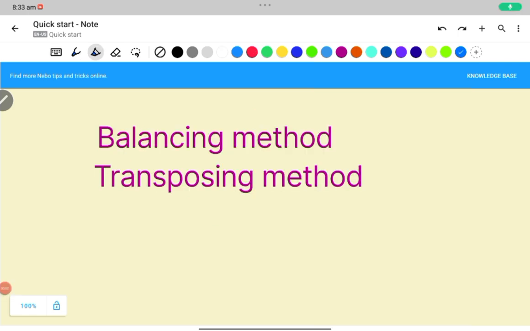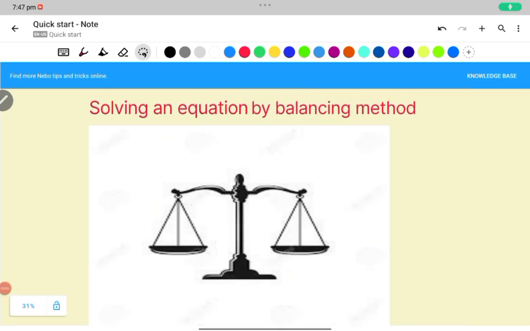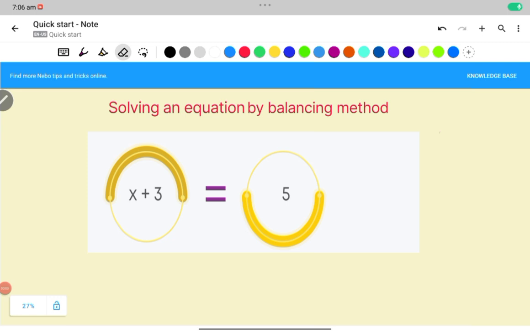There are two methods for finding the solution or root of a linear equation in one variable. First method, balancing method. Second method, transposing method. Balancing an equation is like a weighing balance. On adding weight to only one side of a weighing balance, it gets disturbed. By adding equal weight on the other side, balance is achieved. x plus 3 equal to 5 is a linear equation in one variable. Here the variable is x. Others are constants. The balancing method involves performing the same operations like addition, subtraction, multiplication or division on both sides of the equation to isolate the variable and find its value.